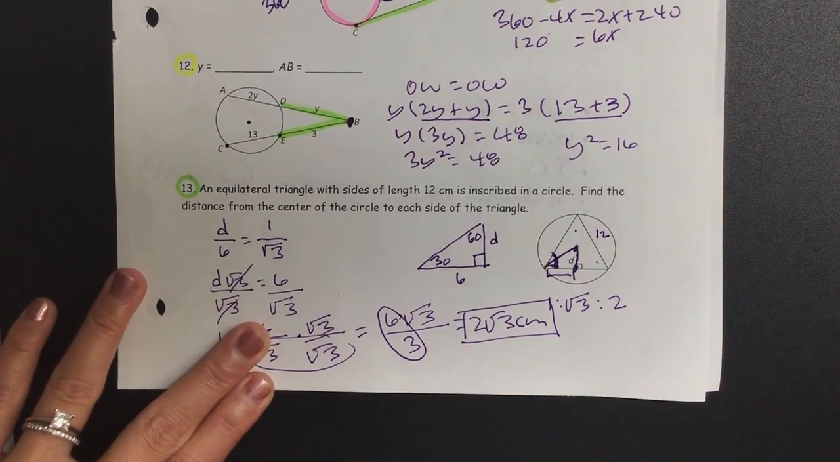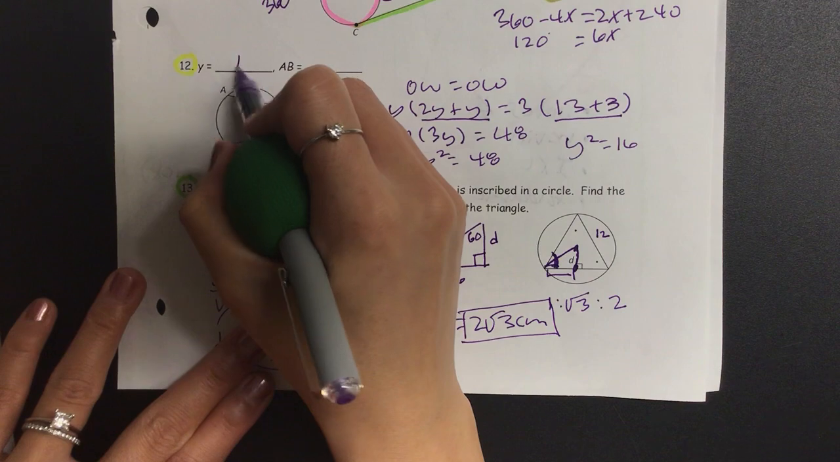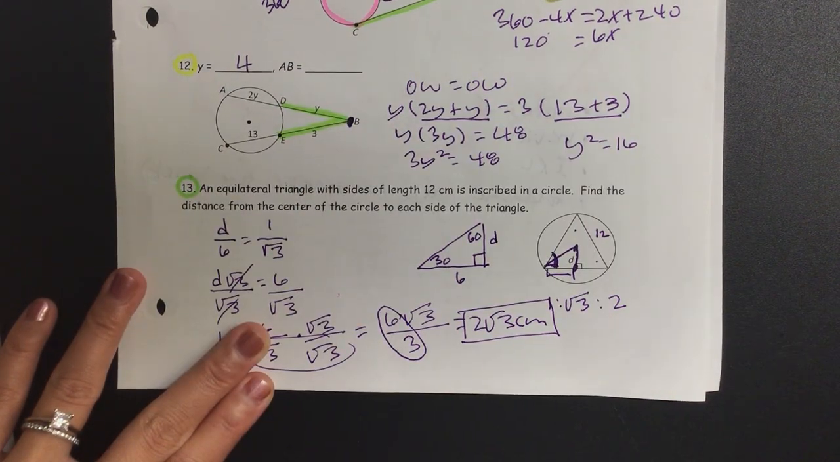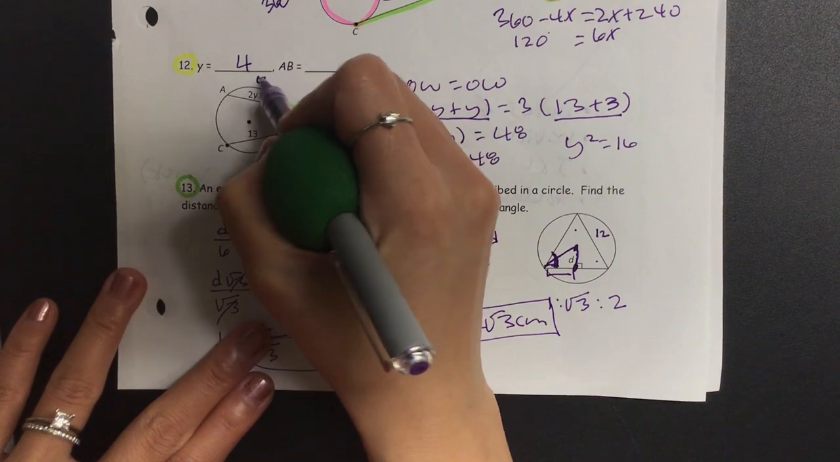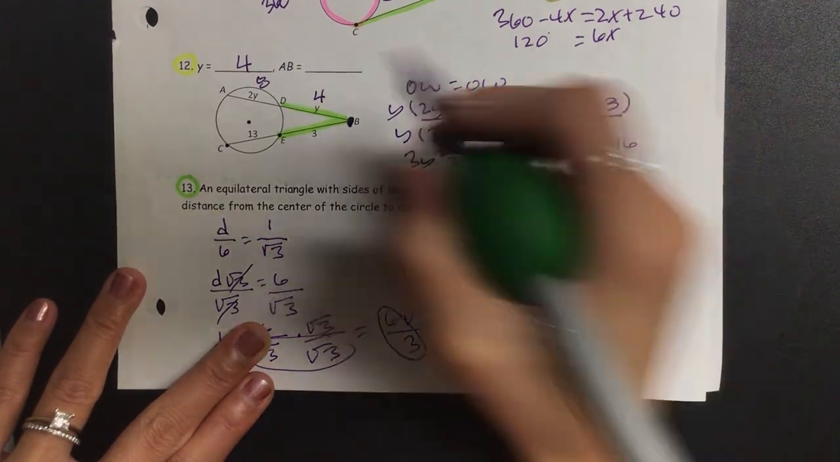That's a clean number. What is my y then? 4. And then I need to find AB. So if I know y is 4, 2y is 8. Together must be how many? 12.